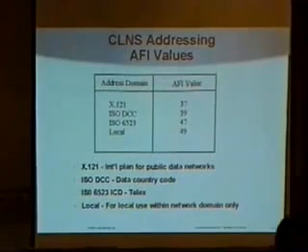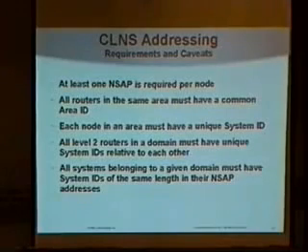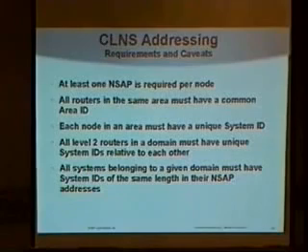Okay, so the caveats and requirements. We need at least one NSAP per node, right? That's pretty much obvious. And all routers in the same area must have a common area ID. You can have a lot more addresses, a lot more NSAPs configured. You can have up to 3 by default, even though you can do a lot more. But you have to have a common area ID with another node for that node to declare you to be in the same area or accept you to be in the same area.